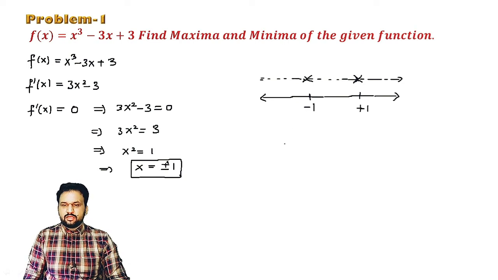So first of all, what is my first order derivative? f'(x) is 3x² - 3. Check it at the interval before -1, where you get a point such as -2. Any point you can substitute, so I'm just substituting -2. If you replace -2, you get (-2) squared, that will be positive, and positive into 3 minus 3 will be positive.